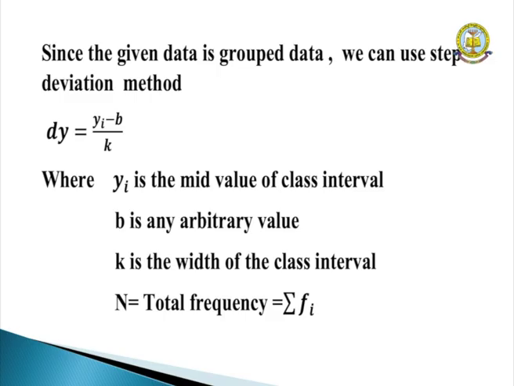Okay. b is any arbitrary value. Here we are taking any arbitrary value which is based on the interval. You can choose an appropriate b value. After choosing this, we can identify the k. k is the width of the class interval. Based on the given data set, we should identify the value of k. So, y i is the mid value of the class interval, b is any arbitrary value, k is the width of the class interval.